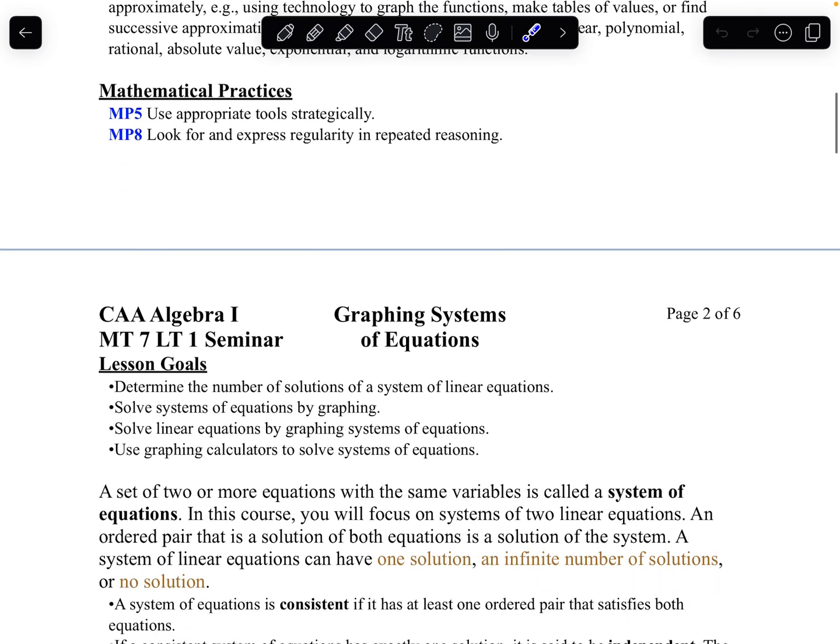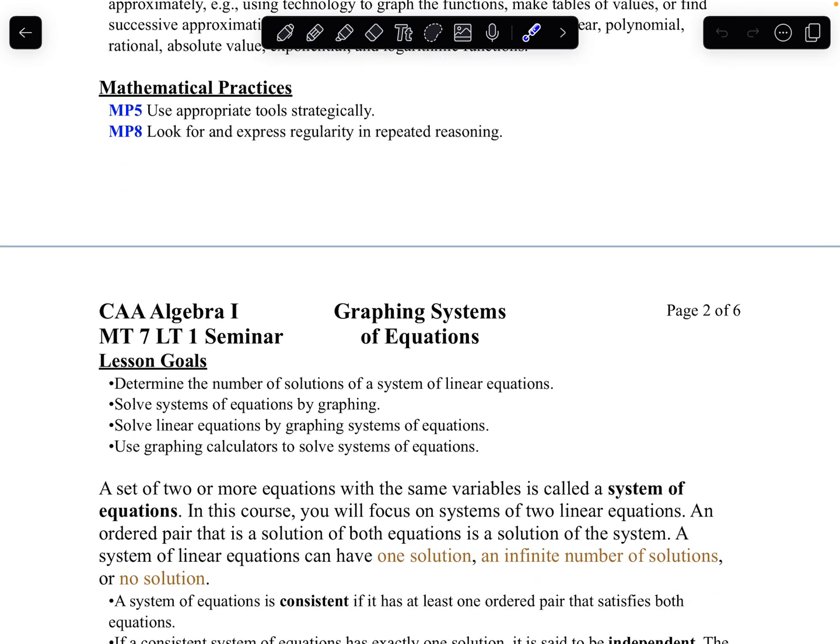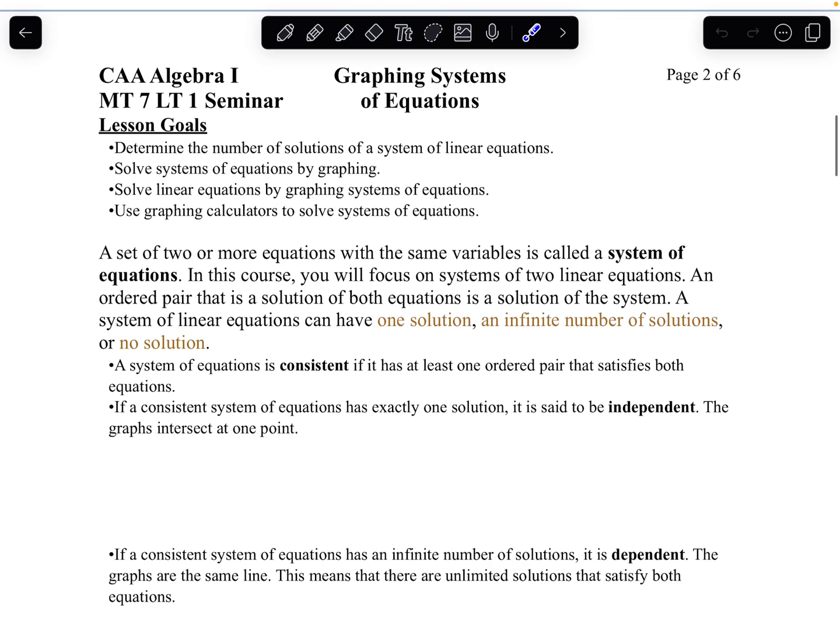What I want you to do today is determine the number of solutions from a system of equations. I want you to solve them by graphing. And we're going to solve just plain old equations by graphing. And we're going to use our graphing calculators, Desmos, to do a lot of this work.